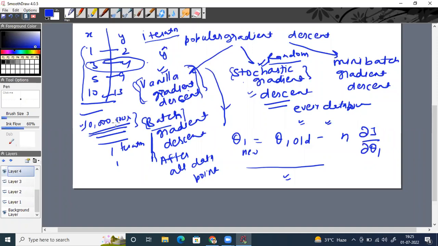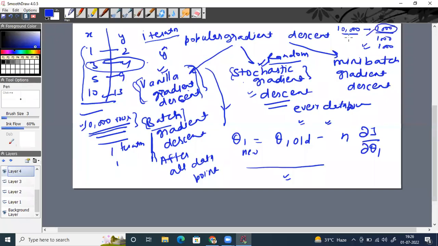But in stochastic gradient descent, the weight update is happening very frequently. So a compromise between them is known as mini batch gradient descent. What it does is divide your entire data set into batches. Suppose you have 10,000 rows in your entire data set. You specify the batch size, say you create batches of 1,000. So 10 batches you will get, because you have 10,000 rows and your batch size is 1,000. Weight update will happen after every batch.